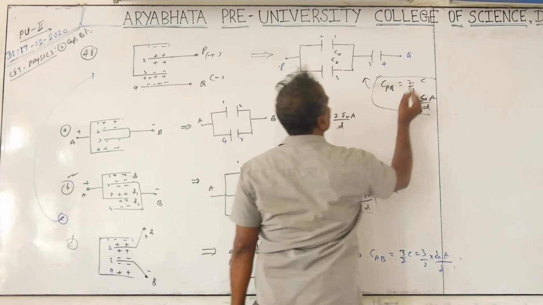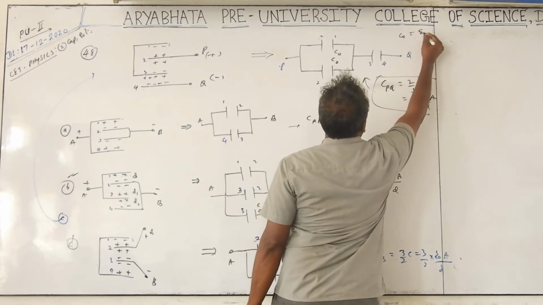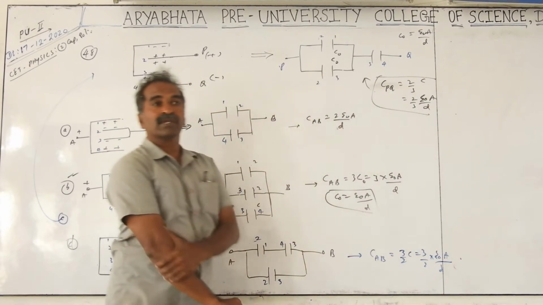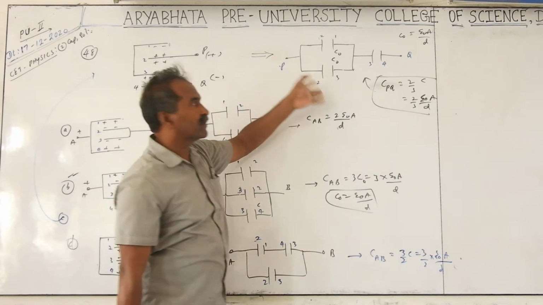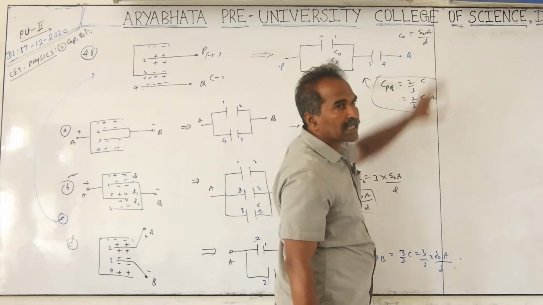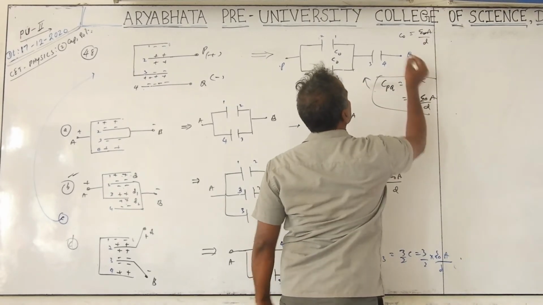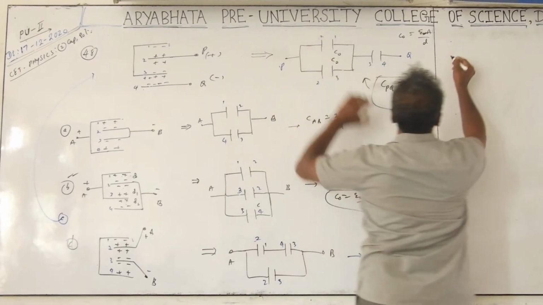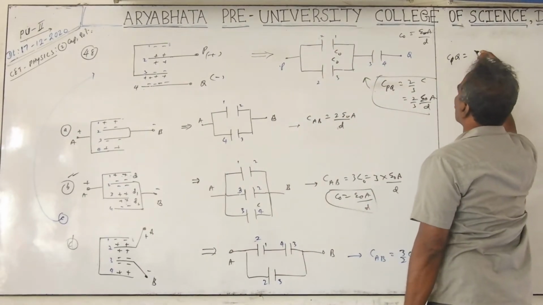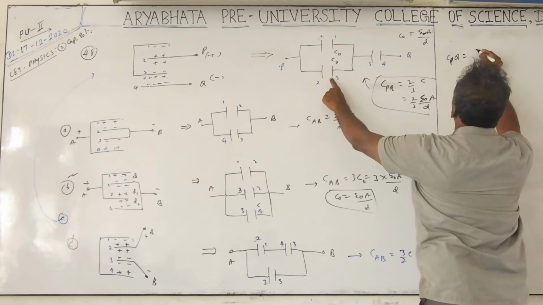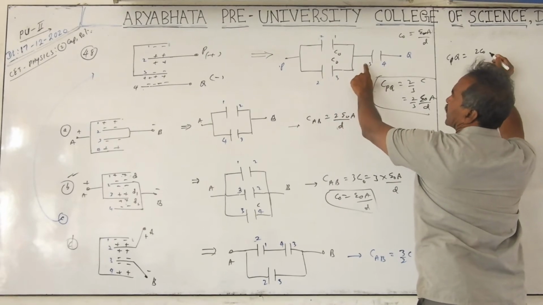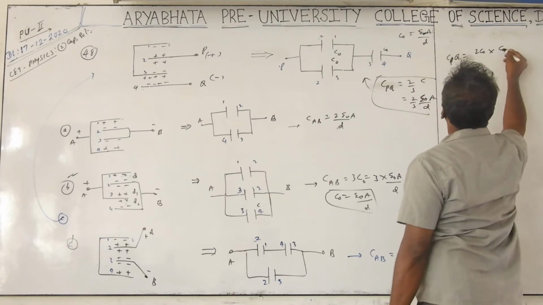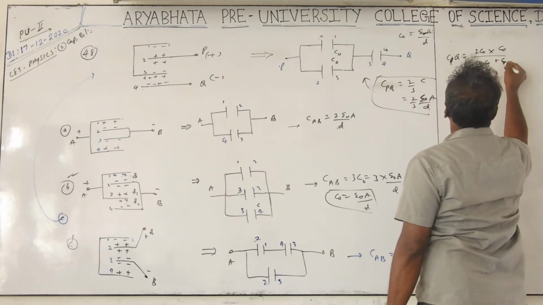Each capacitance C naught is equal to epsilon naught A by D, because sometimes they will give only C. They will give each capacitance as C naught, then you just use C naught. If they give options in terms of epsilon naught A by D, use that relationship. So this problem becomes 2C, resultant. So C_PQ is 2 C naught, and this is coming in series with C naught.